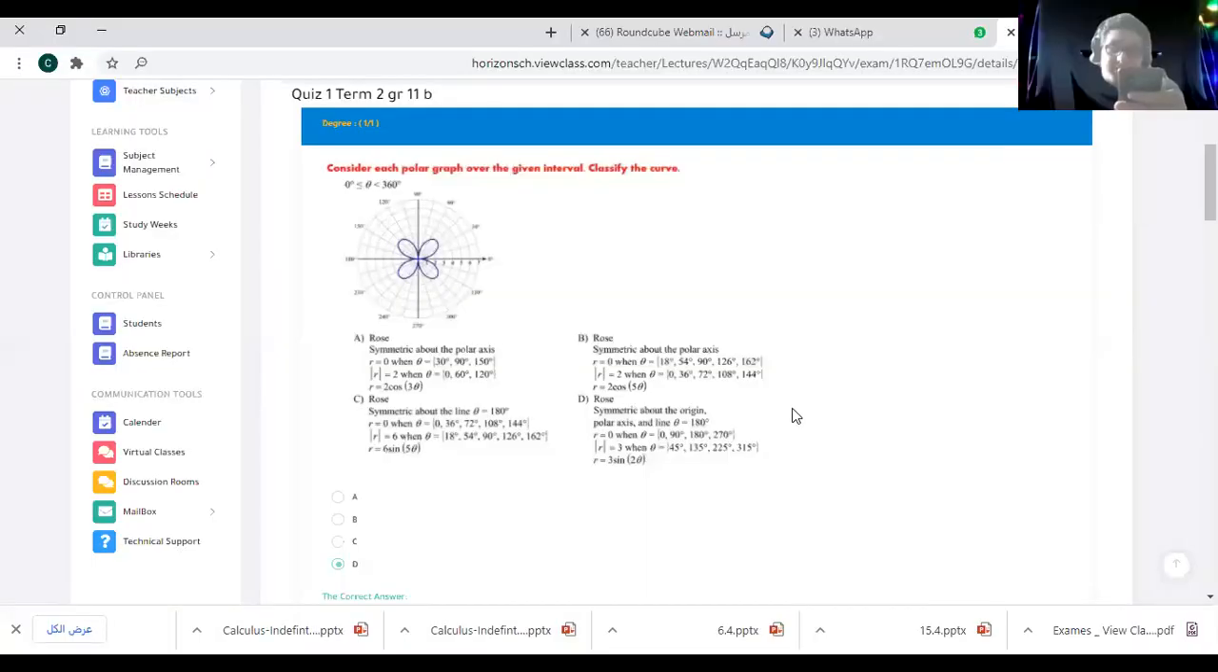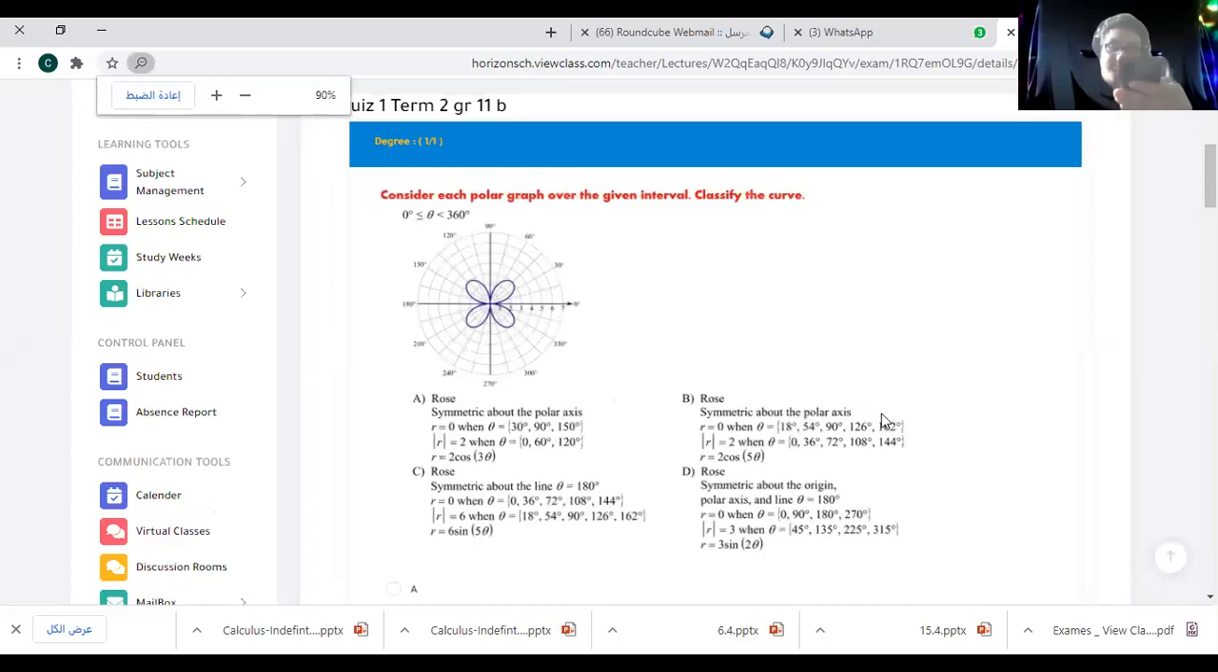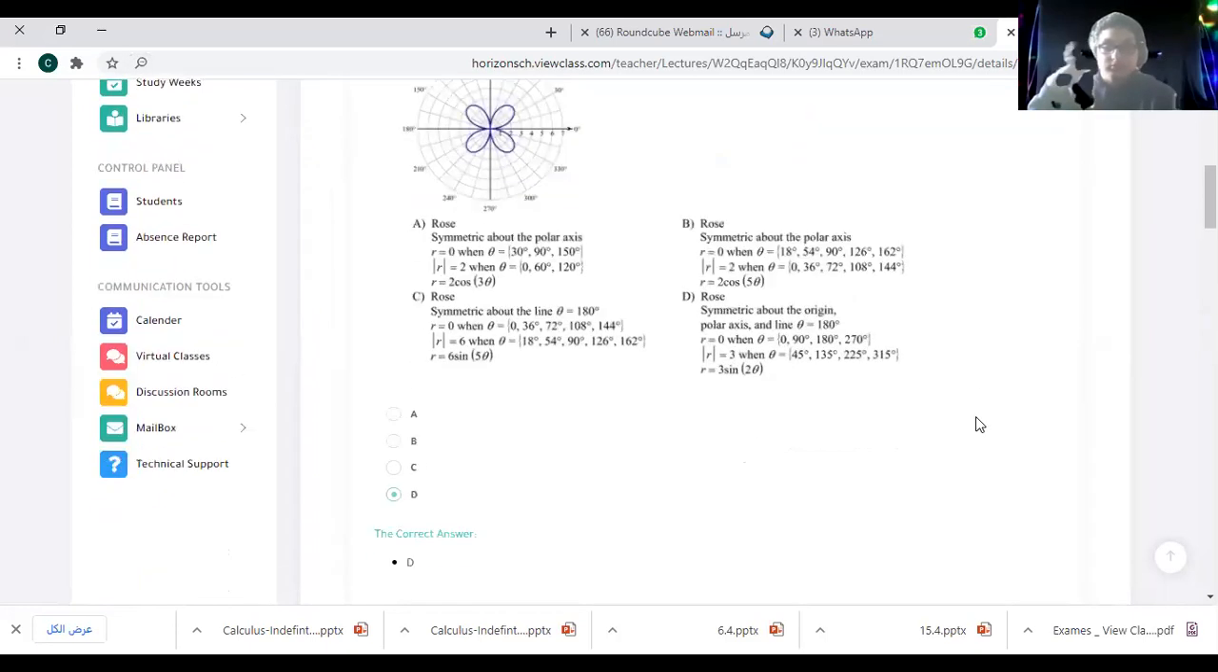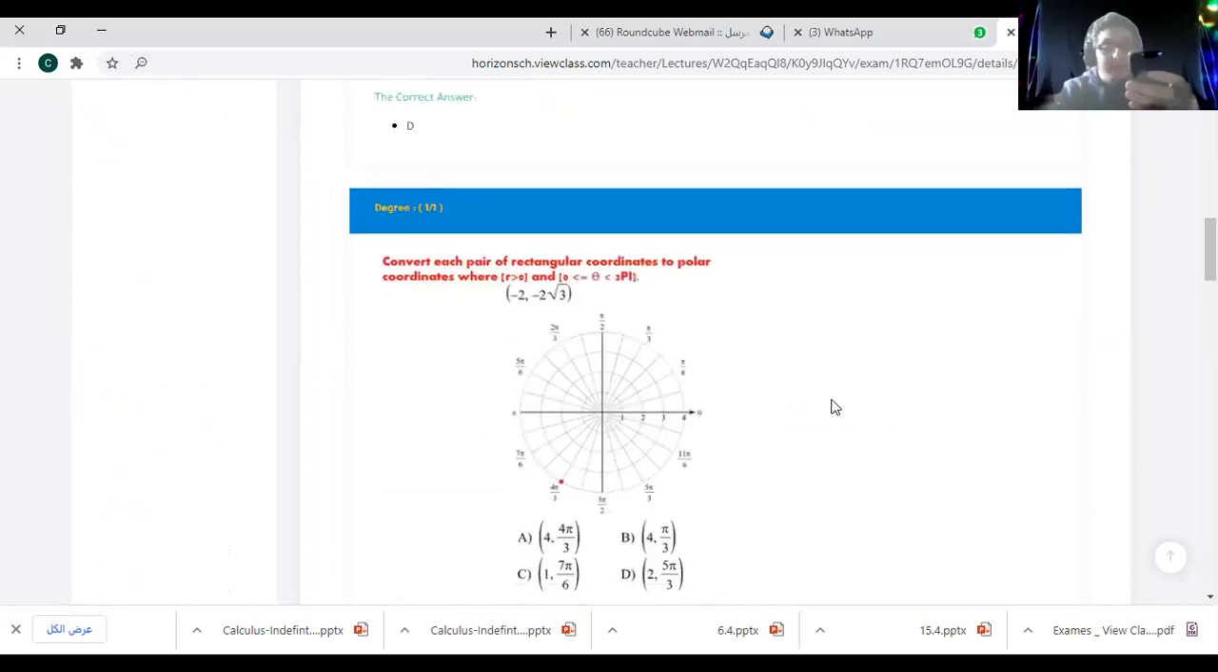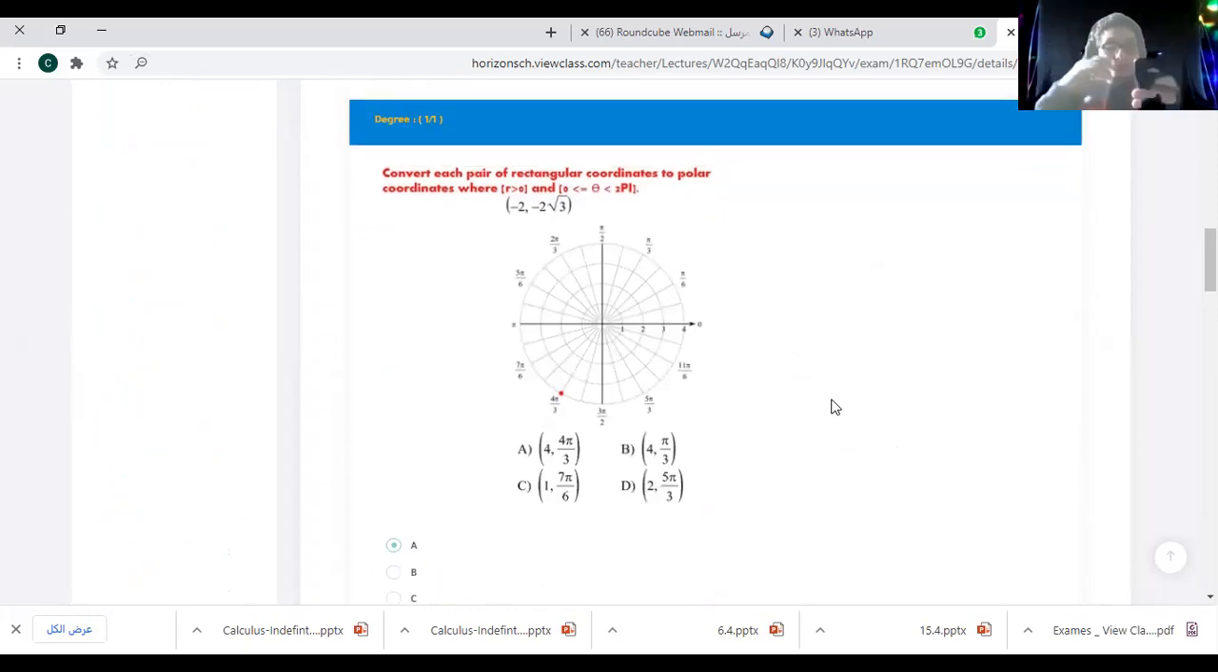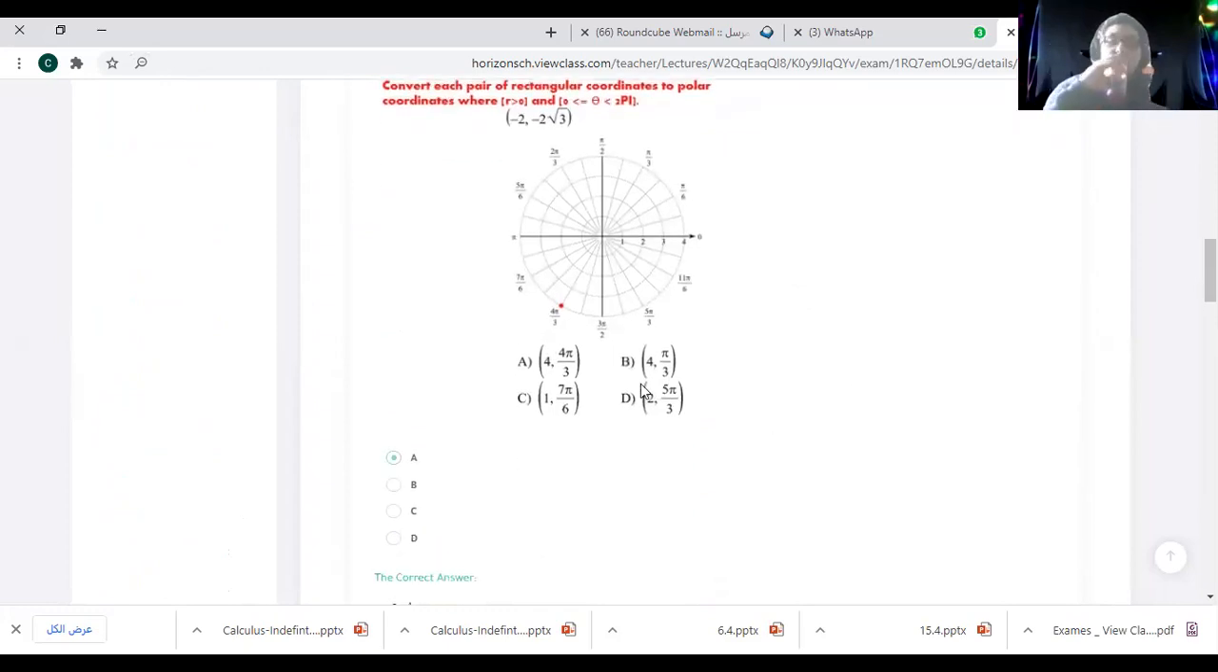Can you see my screen now? Yes. First one here is more. And this question: convert each point. This one we talked about, we should have taken 4/3, but they consider it a complete gift.